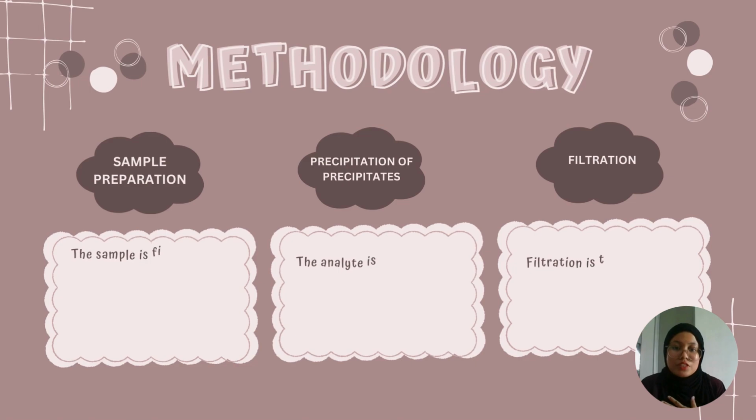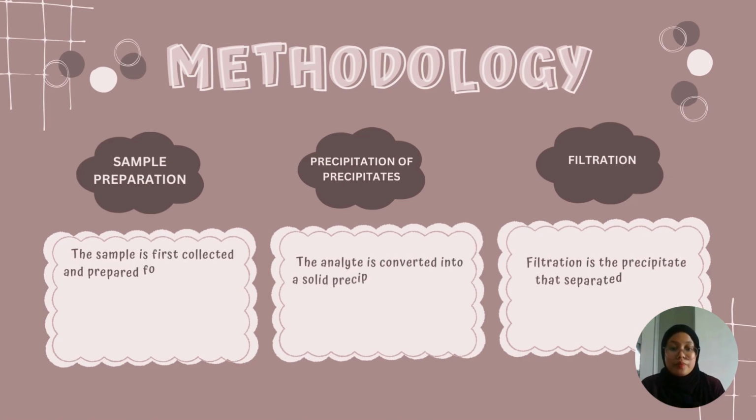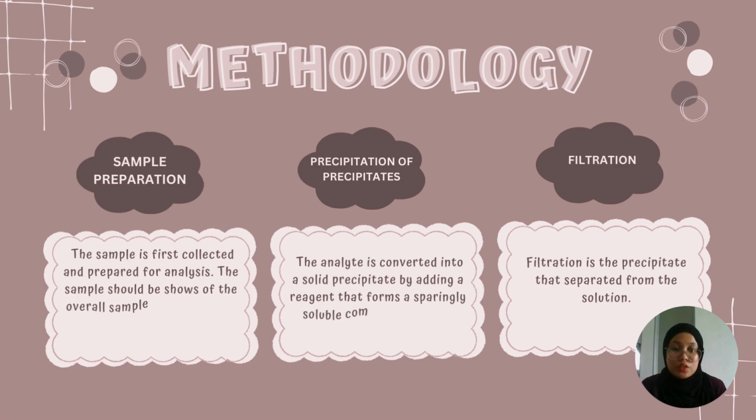Okay, my name is Nur Faisha Erika binti Nur Azian. I will explain the steps in the methodology. First step is sample preparation. The sample is first collected and prepared for analysis. The sample should be representative of the overall sample population and should be homogeneous. This may involve grinding or crushing the sample to ensure homogeneity.